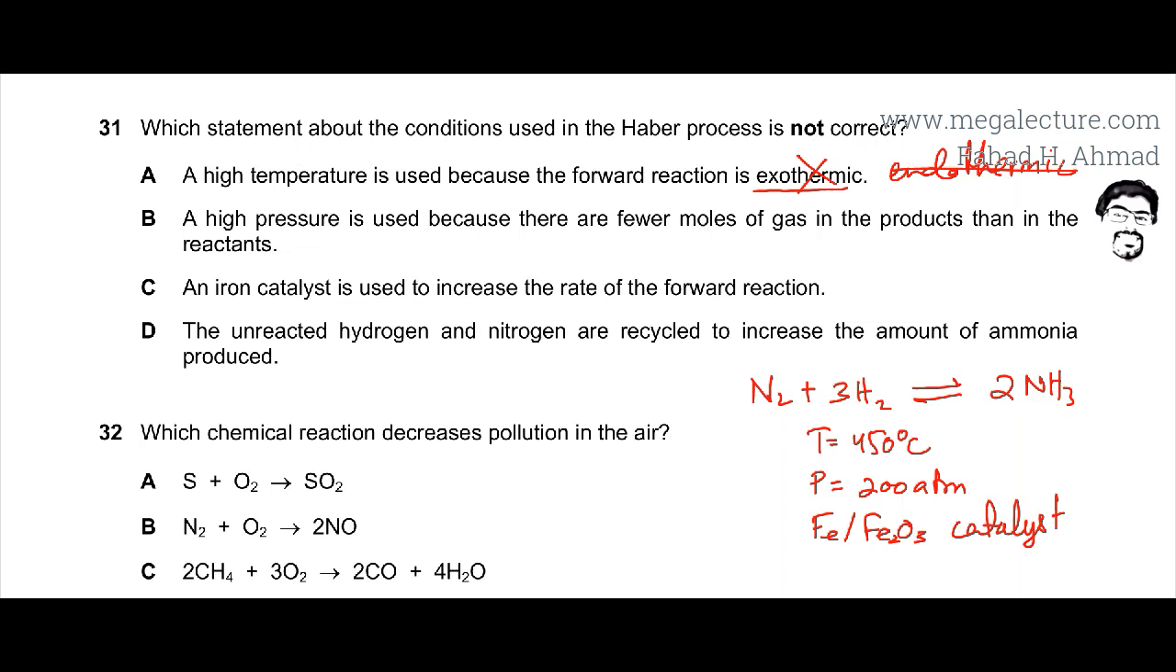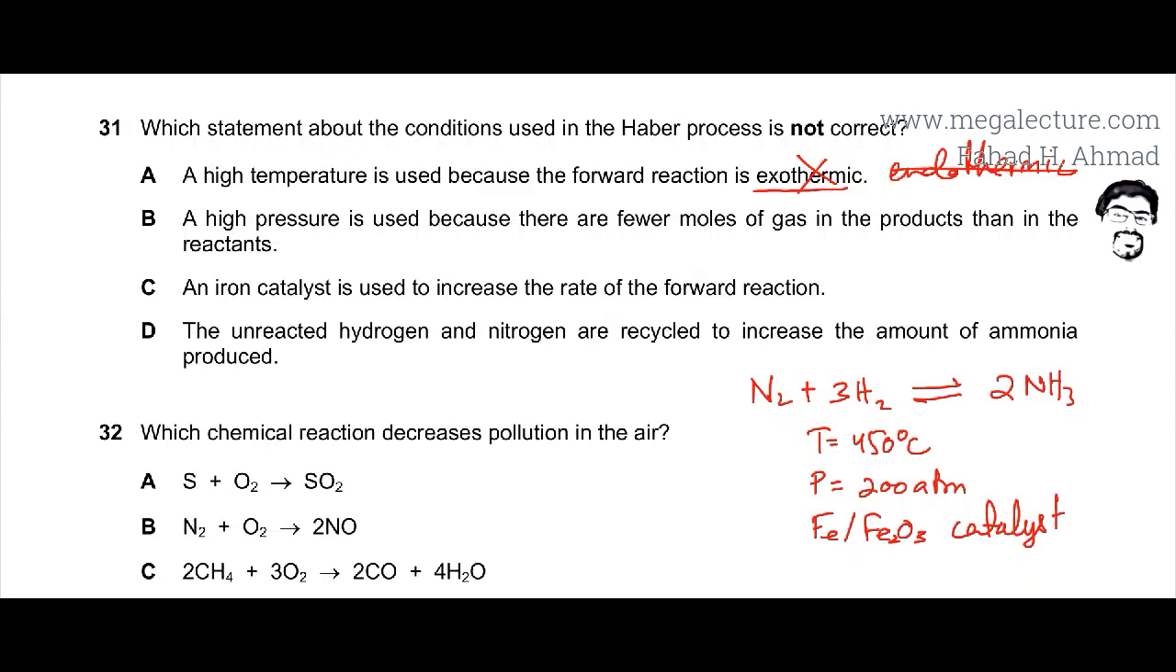So this reaction in the forward direction is an exothermic reaction. So exothermic reactions prefer lower temperatures. So the reasoning is not correct in this statement. You're not using higher temperatures, you should be using lower temperatures because the forward reaction is exothermic.